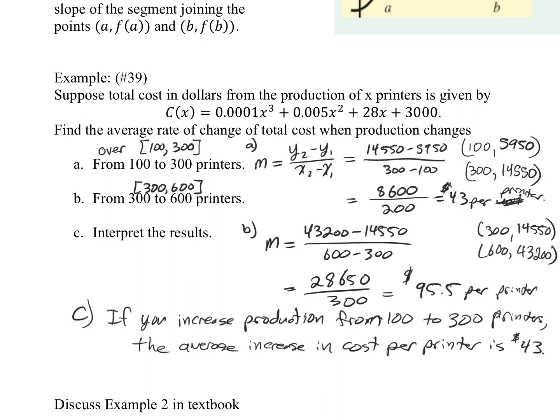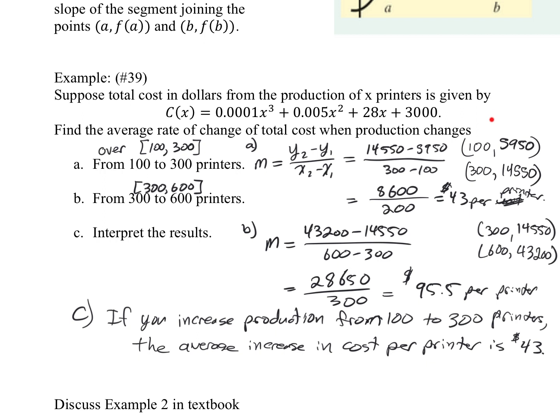Now, if you want to do a little mental exercise to really get your hands on what this number means, you could start at 100 and start plugging numbers into the cost function. So when you plug 100 into the cost function, you'll find that it costs us $5,950 to make 100 printers. So then plug in 101 and see what your number gets, and check to see how much different these two numbers are. So your cost will increase, but it's not going to increase by $43. It's going to increase by some smaller amount.